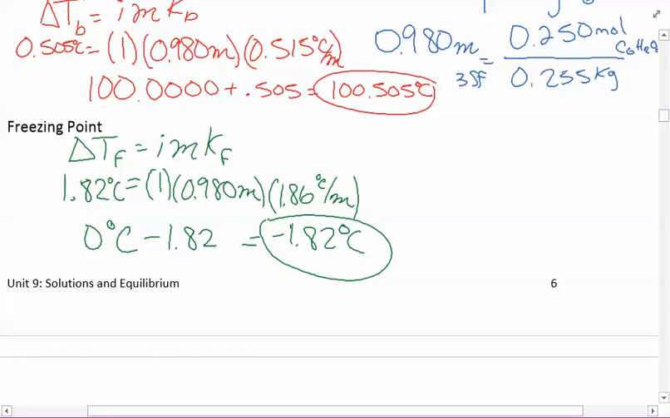So there's two differences. We use different constant values, and at the boiling point we're going to add it because we're increasing the boiling point. For the freezing point, we're lowering it, so we're subtracting. Remember, we're extending the range of the liquid state of matter here.